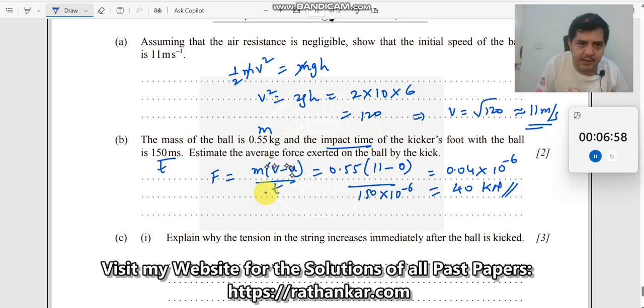I missed something over here. 0.55 kg, and milliseconds. I made a mistake here. It should be 10 power minus 3 here. So this should not be kilonewton. This should be 40 newton over here.